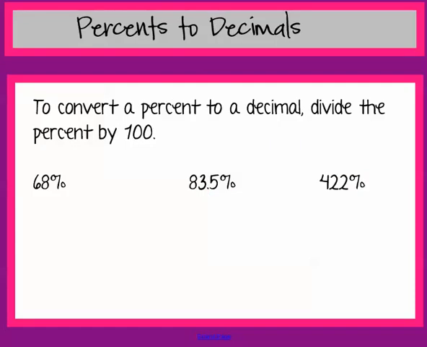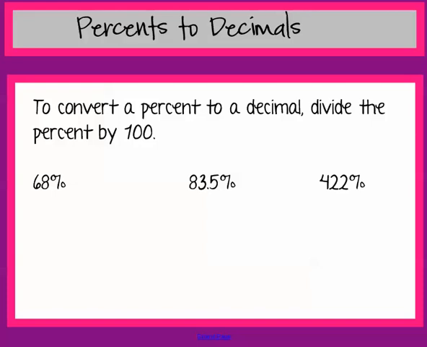Alright, so now let's take a look. Let's go backwards now. We went from decimals to percents. We're going to move from percents to decimals. So this is the opposite operation. When we moved from decimals to percents, we multiplied by 100. To go backwards, we're going to divide by 100. So that means we're going to shift the decimal twice to the left.